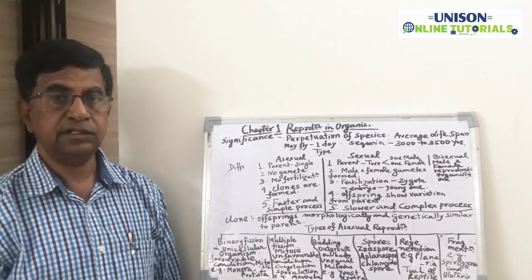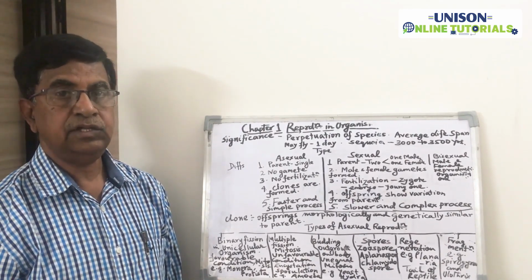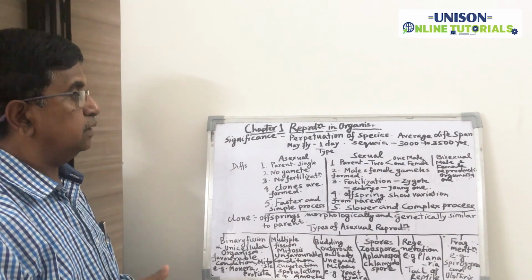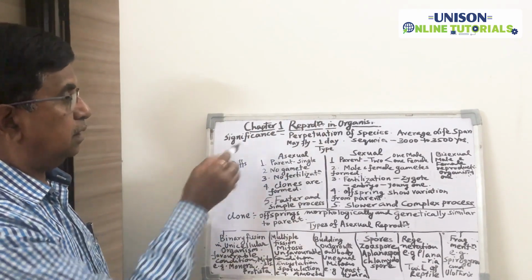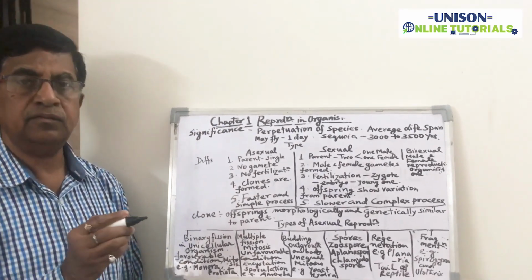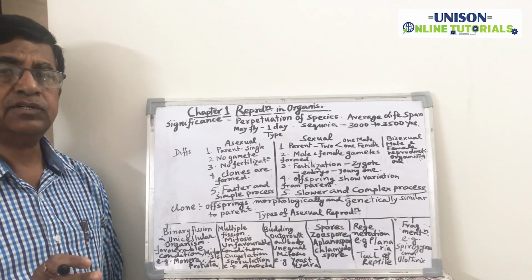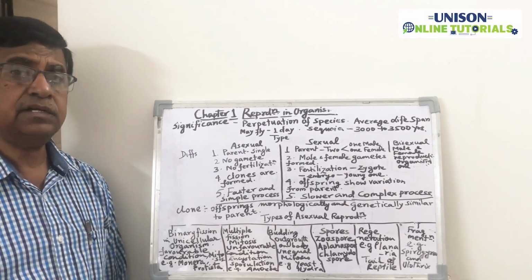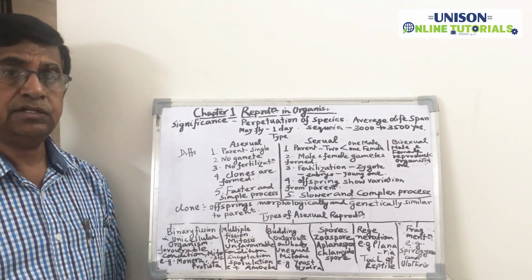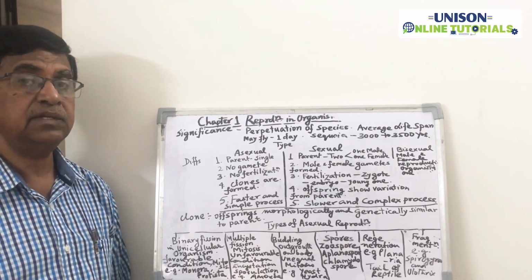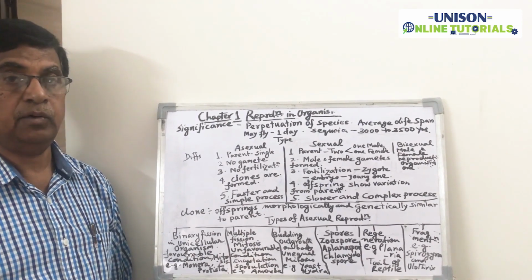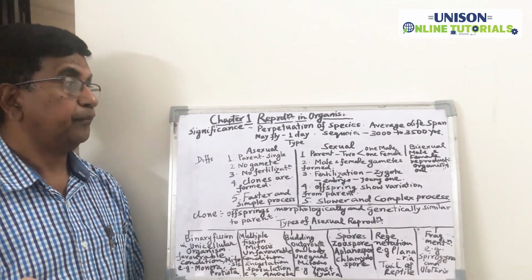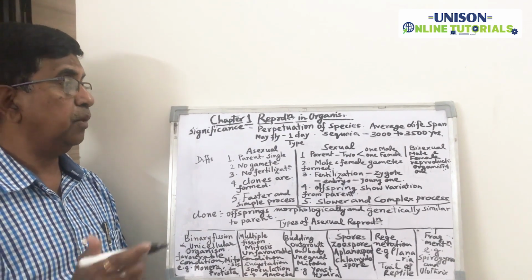Now we are starting with the first chapter of the biology class 12 syllabus, and that is reproduction in organism. This chapter deals in general with reproduction in both plants and animals. Then in the second chapter you will study about reproduction in plants, that is flowering plants, angiosperms, and in the third chapter you will study about reproduction in human being, that is animal, the best developed one. So we will first discuss what is reproduction.